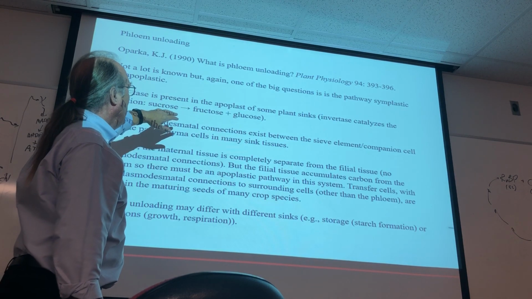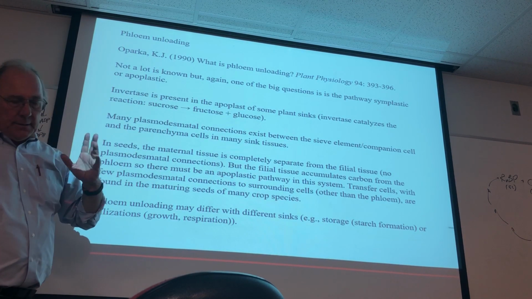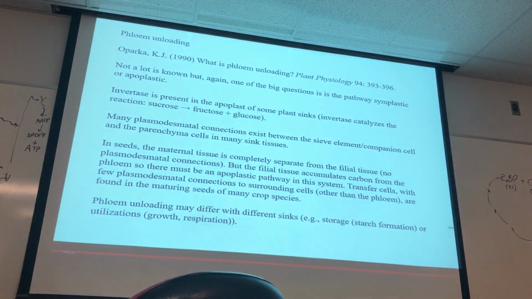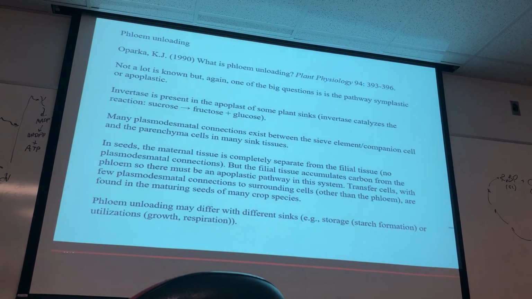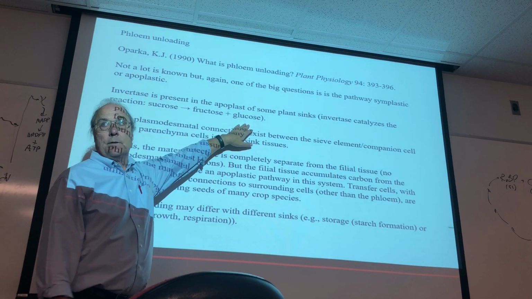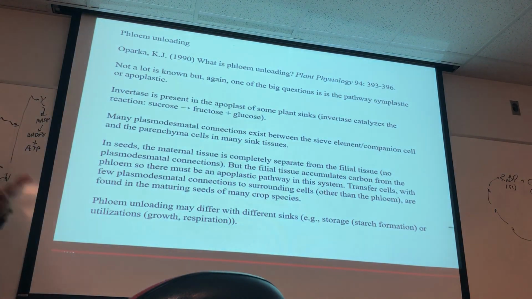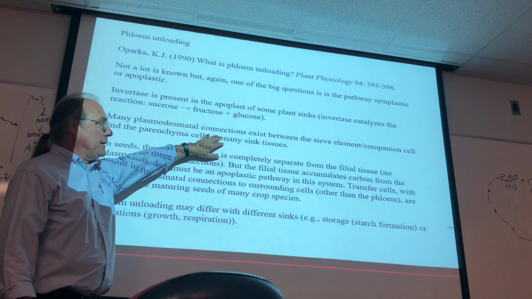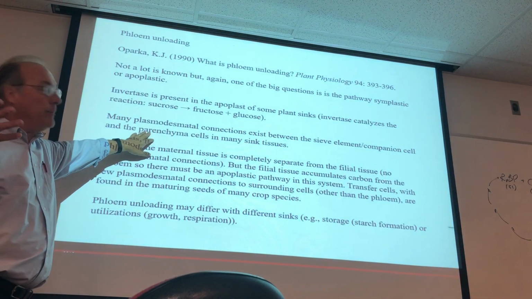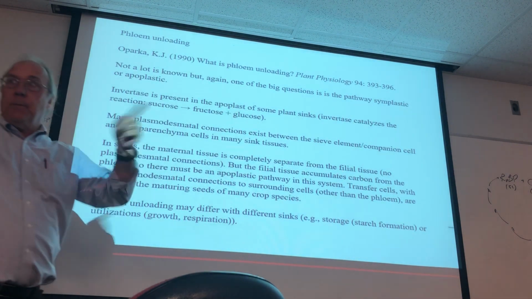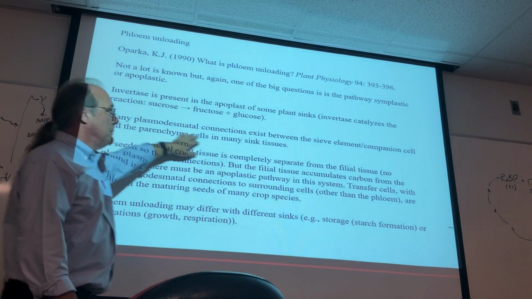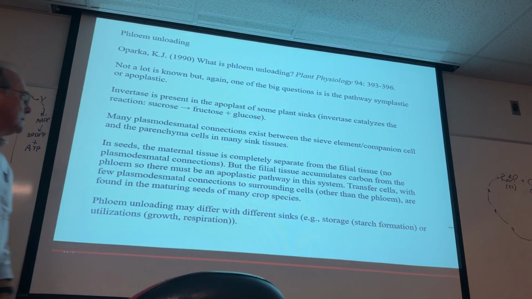Also, one of the big questions is symplastic movement or apoplastic movement. Invertase is present in the apoplast of some plant tissues. And invertase takes sucrose and breaks it down into fructose and glucose. So the presence of that enzyme suggests maybe something's going on there. In many sink tissues, there are lots of plasmodesmatal connections between the sieve element companion cell complex and the parenchymal cells around it, and other cells around it. So those plasmodesmatal connections would provide a pathway for diffusion of sucrose.